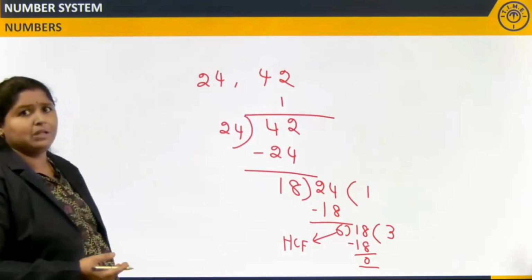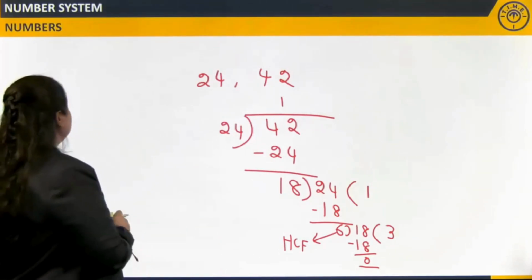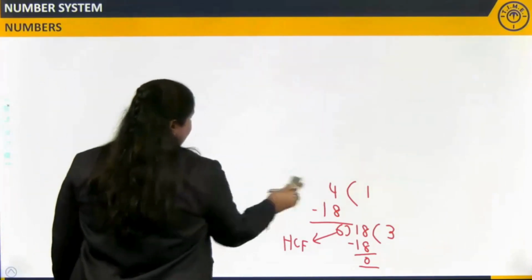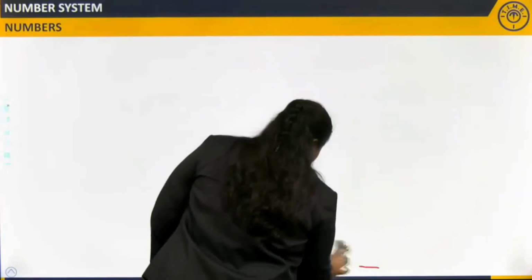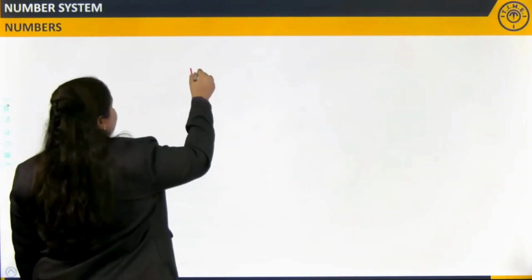We got the same answer. 2 into 3 is equal to 6, right? So, now let us take 3 numbers. If you take 3 numbers, how to find LCM? Let us take some big numbers.